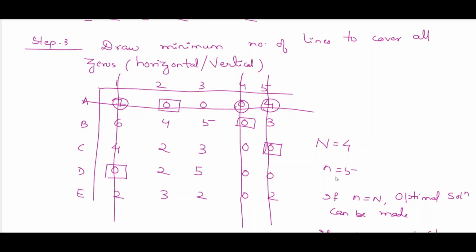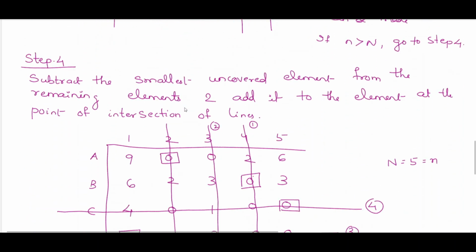If it is equal, it's well and good. That means whatever the squares, whatever the zeros you have marked out, that is the answer. If not, you will again repeat the steps.